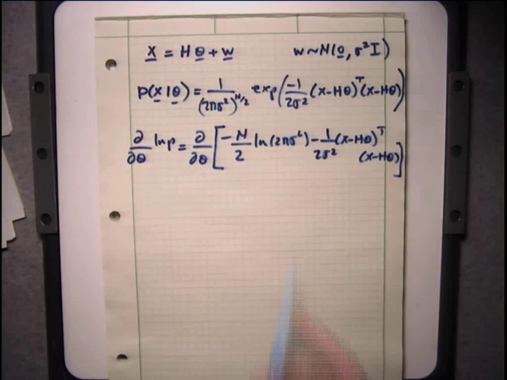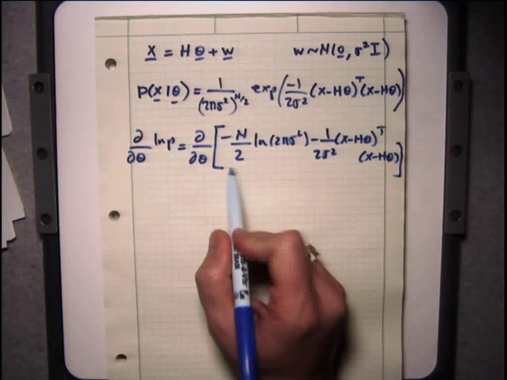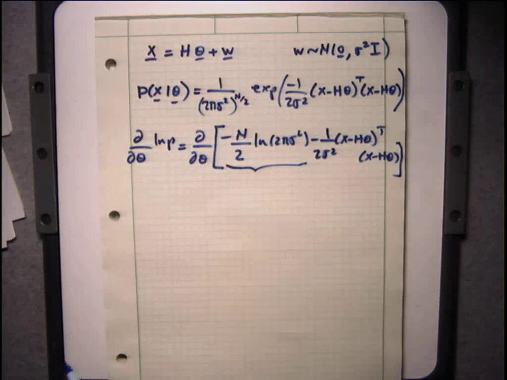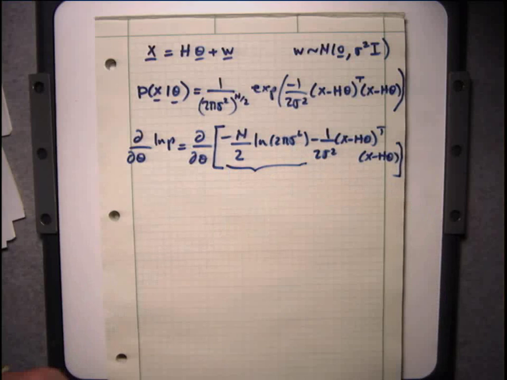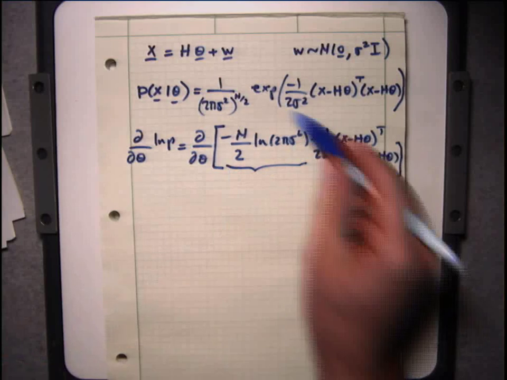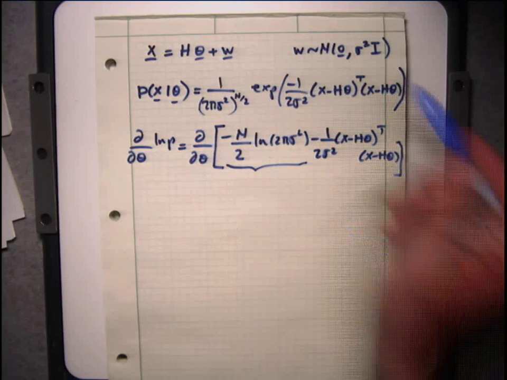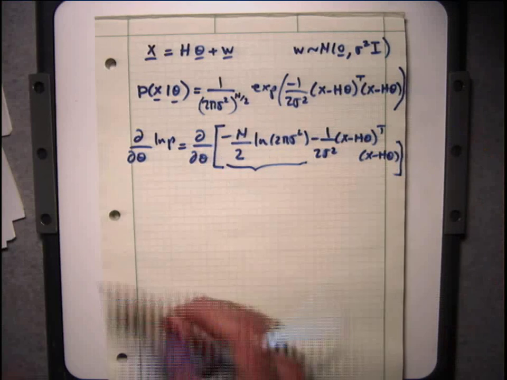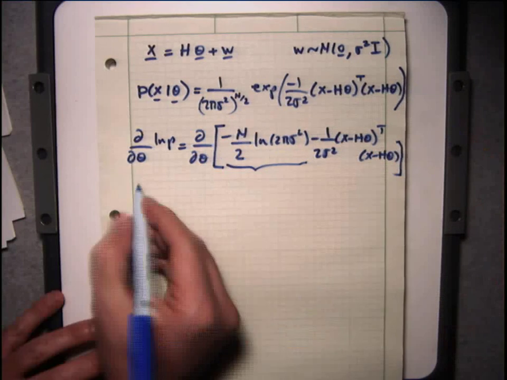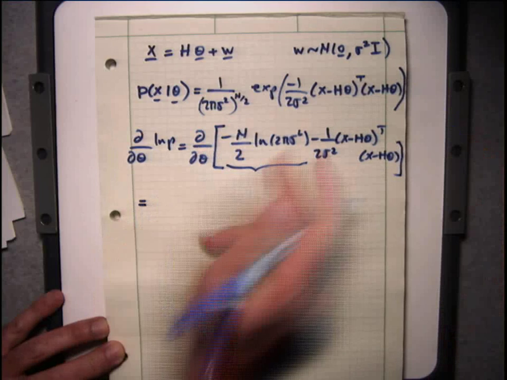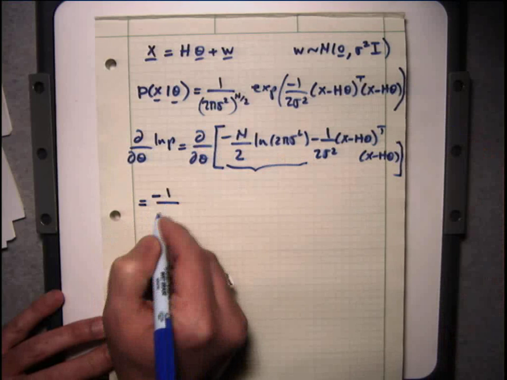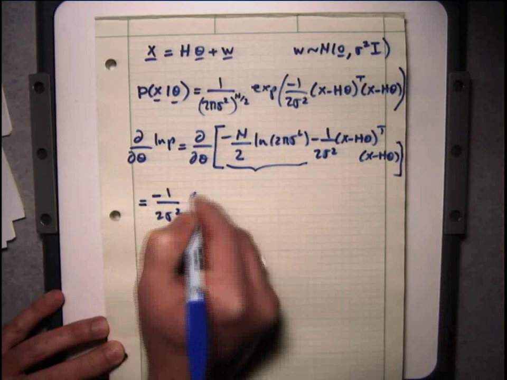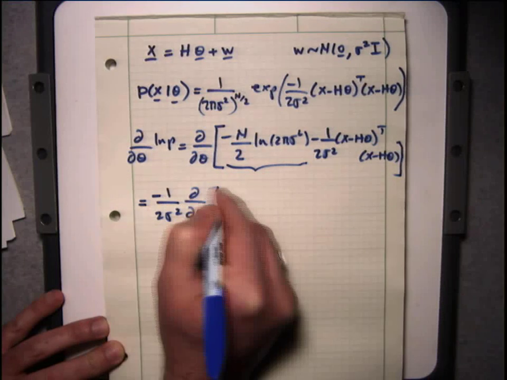Now this part here does not depend on the data, and it doesn't depend on the parameter either. So this really doesn't do anything. And of course, once you take the derivative of it, it goes away. All right, so this part just goes away. Then you get minus 1 over 2 sigma squared d by d theta of this guy.